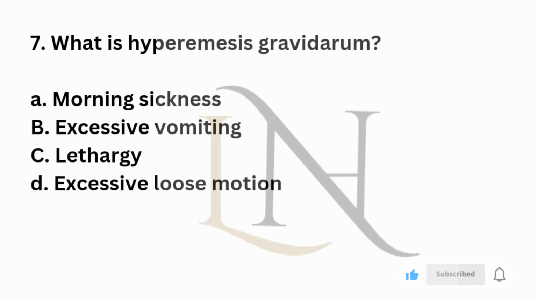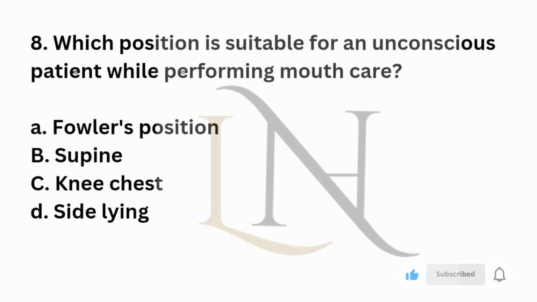Next question. What is hyperemesis gravidarum? Option A, morning sickness. Option B, excessive vomiting. Option C, lethargy. Option D, excessive loose motion. Correct answer. Option B, excessive vomiting due to hCG hormone increase.